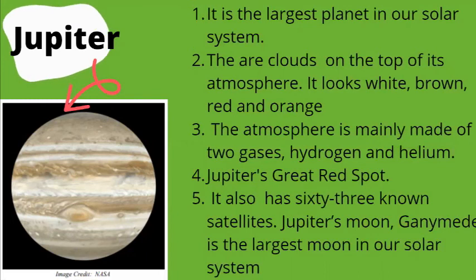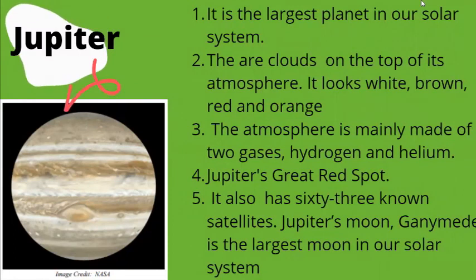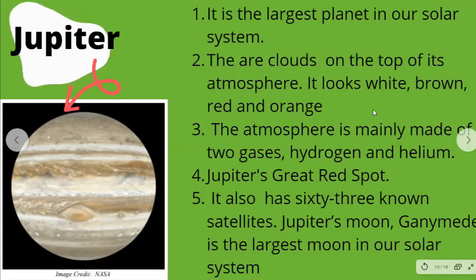Jupiter's Great Red Spot is a storm which has been going on for over 300 years. The atmosphere is mainly made of two gases, hydrogen and helium. Deep in the atmosphere, the gases are pressed together so much that they turn into liquid. It would be impossible to land a spacecraft on Jupiter, because a spacecraft would be crushed.